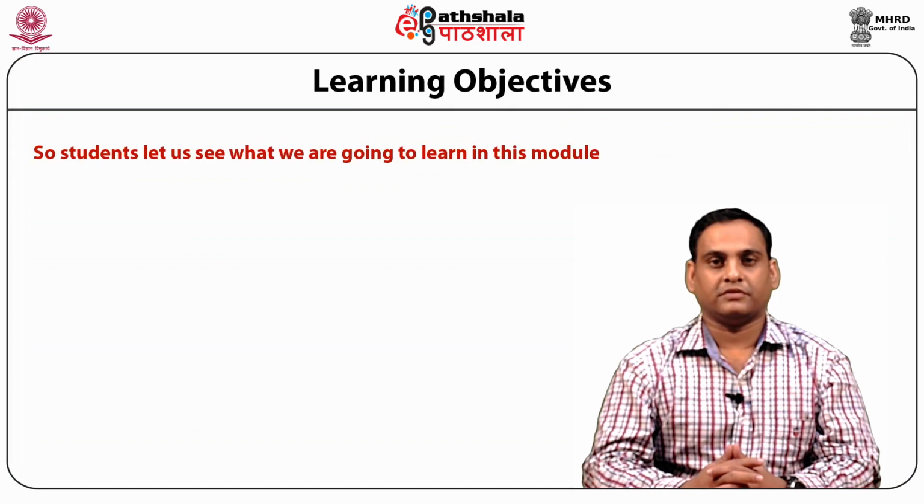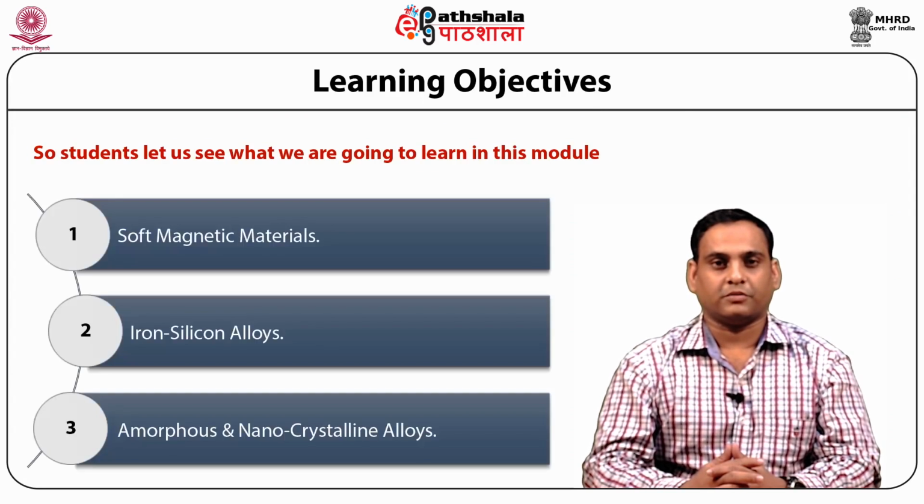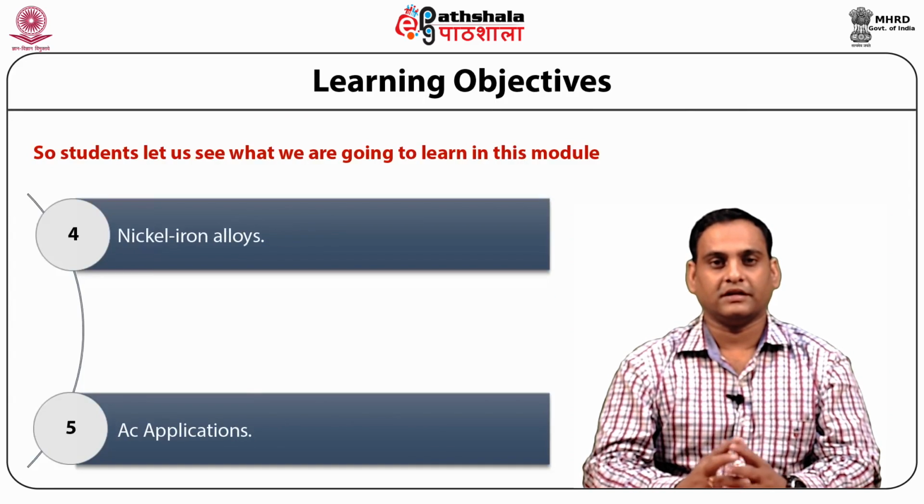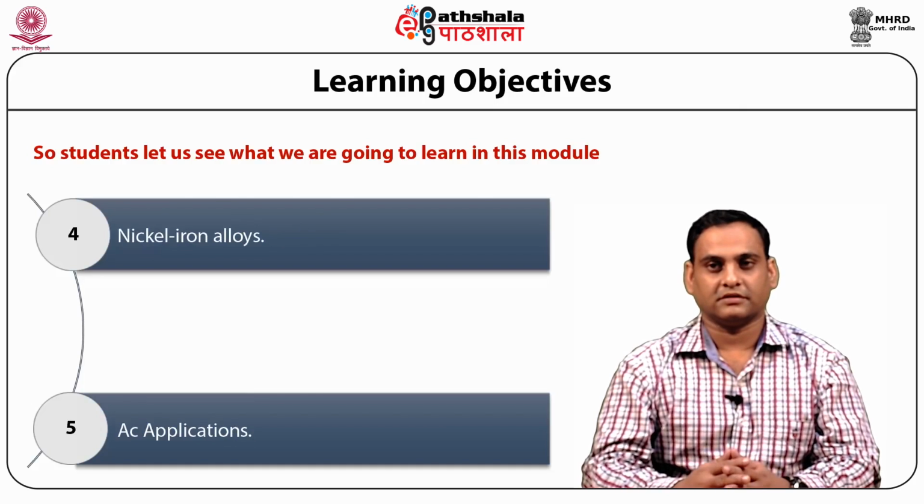Today we are going to talk on the module Electronic, Magnetic and Optical Properties of Materials, under the paper Magnetic Properties, Lecture 7. After the completion of this module, you should be able to understand soft magnetic materials, iron silicon alloys, amorphous and nano-crystalline alloys, nickel iron alloys, and AC applications.